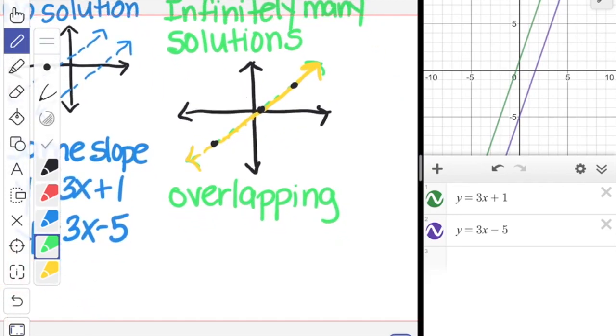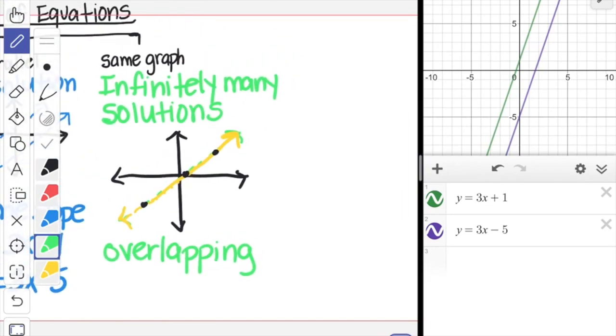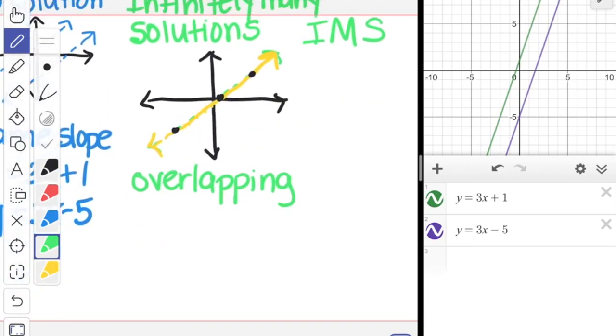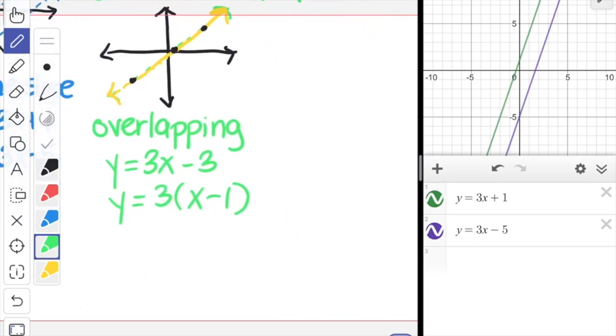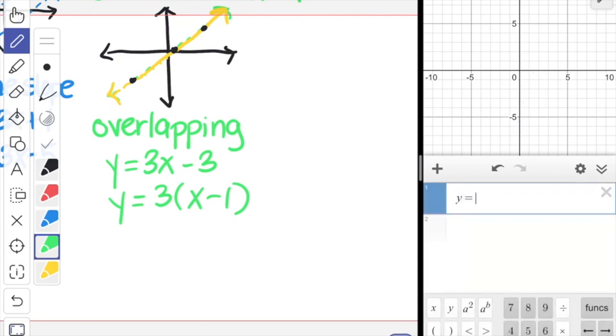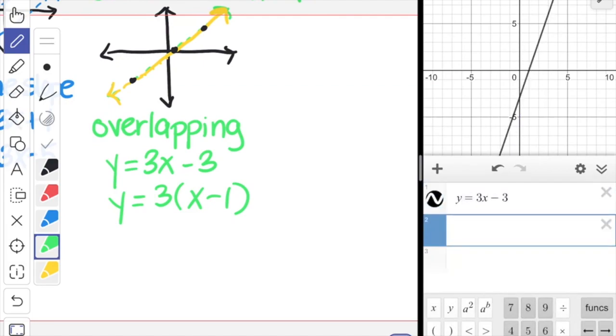All right, so if I look at this problem, also for infinitely many solutions, we could call it IMS for short. And let's say I have y equals 3x minus 3, and I have y equals 3 times x minus 1. Now, obviously, if I were to simplify this, I should be able to see if I distribute that it's the same line, but I can type it into Desmos exactly like I see it. So I have y equals 3x minus 3, and y equals 3 parentheses x minus 1.